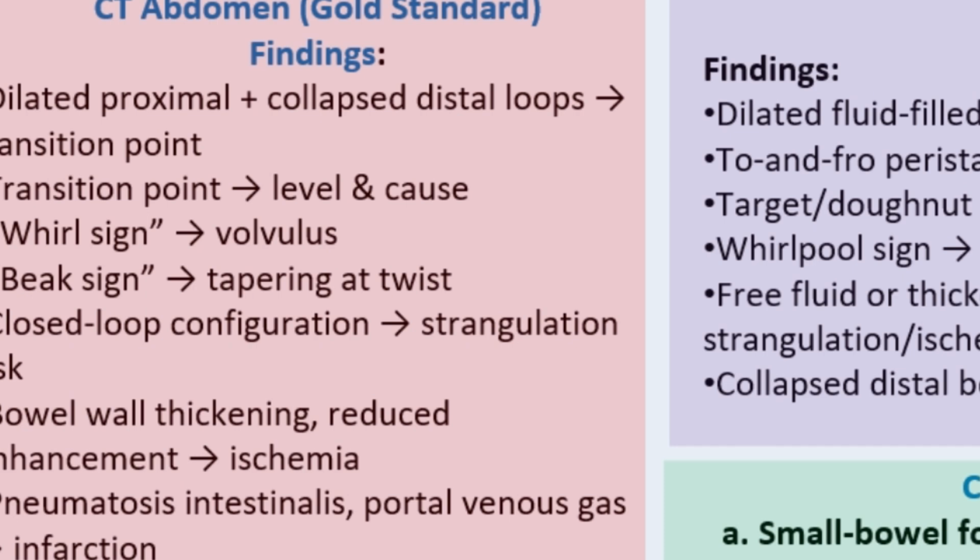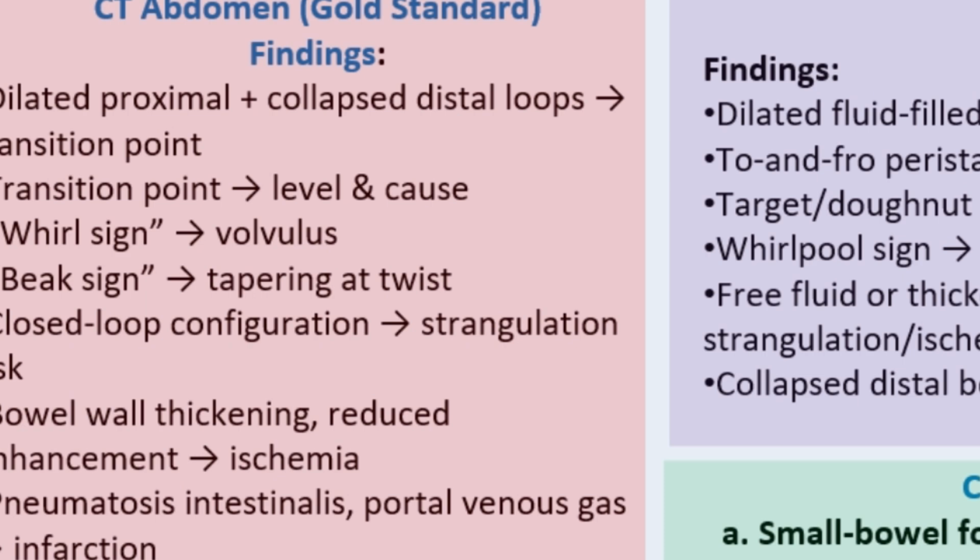Then on CT also, we can be able to see clues close to the cause, like in adhesions, we have an abrupt change with no mass seen on CT. In hernia, we can have bowel at the defect, at the neck of the defect in the wall. We see bowel there. Then if it's a tumor, we can see a focal mass.